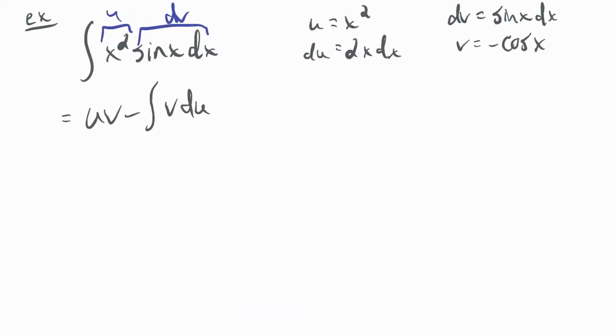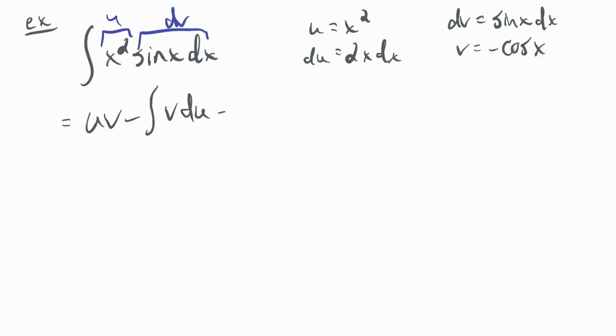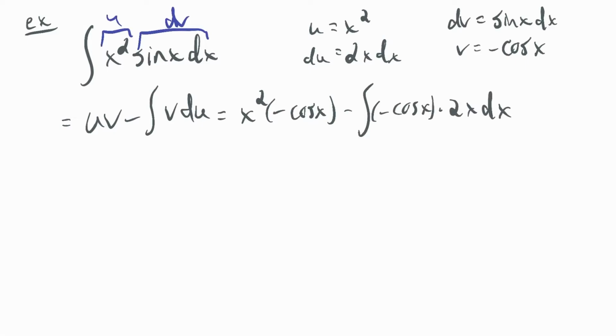And I'm going to be cognizant of vertical space. So this equals x squared times negative cosine x minus the integral of negative cosine x times 2x dx. If I simplify this a little bit, I'll get negative x squared cosine x plus, and I'm going to move this 2 out. I don't have to, I suppose, but I'm going to choose to do that.